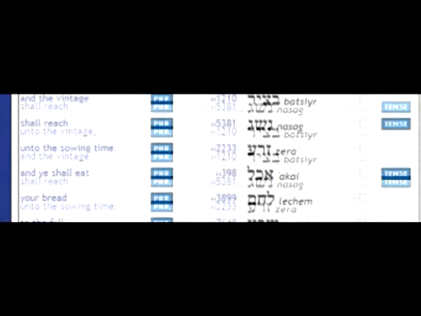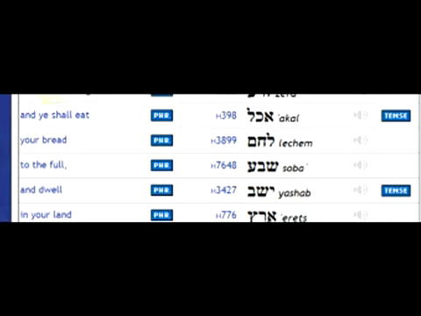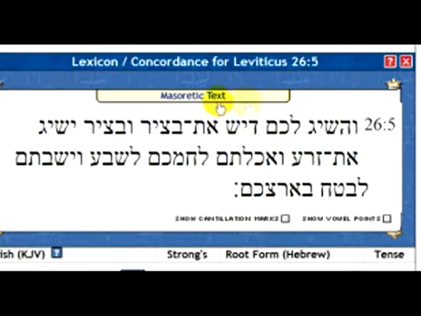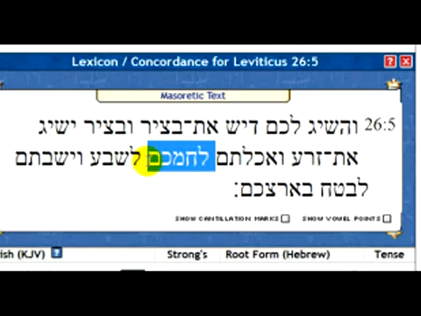Now when you scroll down here and read through the English, and you come to where it says your bread, it says there lakam. But then when you go to the Hebrew portion and read through, when you come to the word bread, it says what? Lacham come. Why? Because it's your bread, masculine plural.